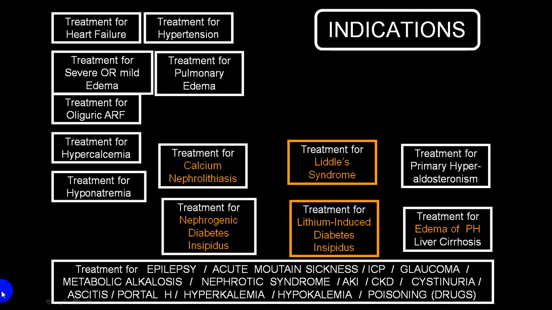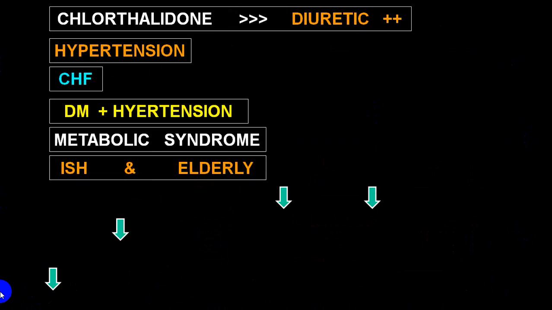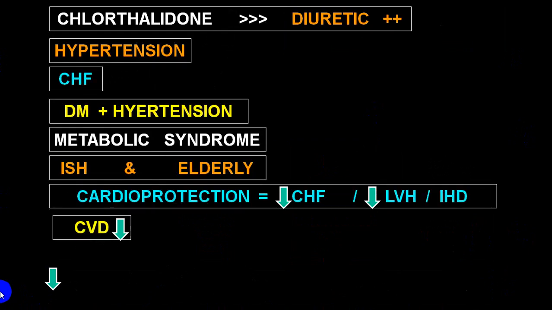These are a big list. Some other time we'll go through the chapter on diuretics. So in that particular, I'm giving a little advantage of chlorthalidone. It has the advantage of a diuretic plus what we call a pleiotropic effect. So it is helpful in hypertension, congestive heart failure, diabetes with hypertension, in metabolic syndrome, isolated systolic hypertension, and it can be utilized safely in an elderly person.